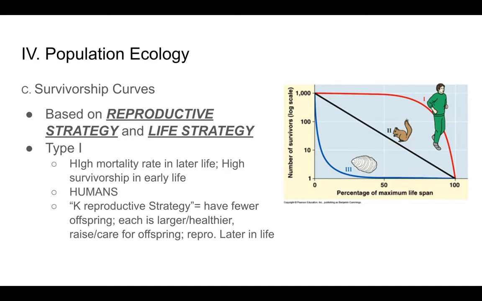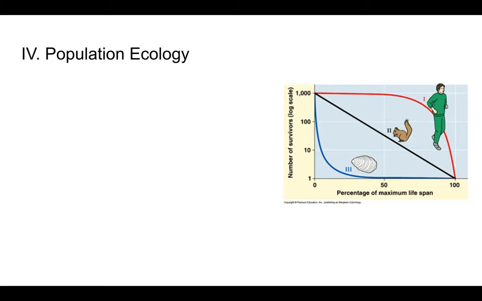We also choose to raise or care for our offspring, which increases an infant's chance of success, survivorship. And we choose to reproduce later in life, which means we typically have the resources available to us to care for our offspring. So type 1 survivorship curves show a really high survivorship early in life. And then as we age, we start to die.